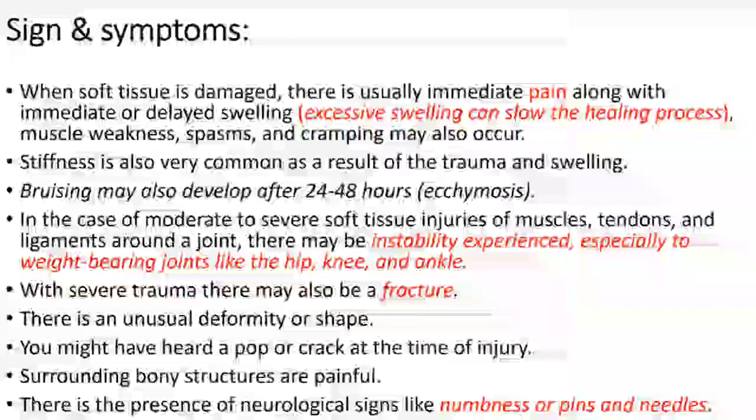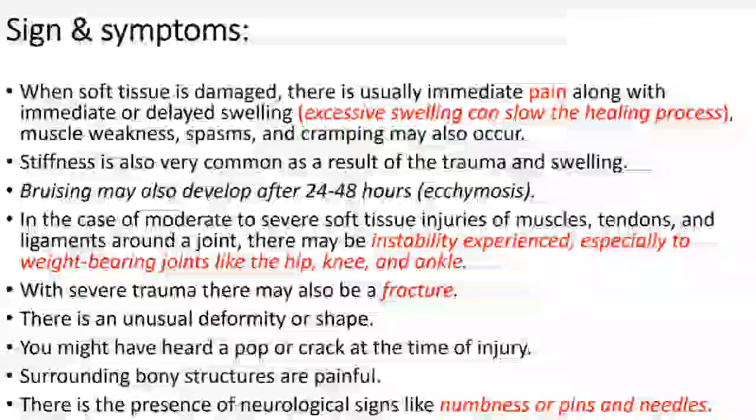Signs and symptoms. When soft tissue is damaged, there is usually immediate pain along with immediate or delayed swelling. Excessive swelling can slow down the healing process.